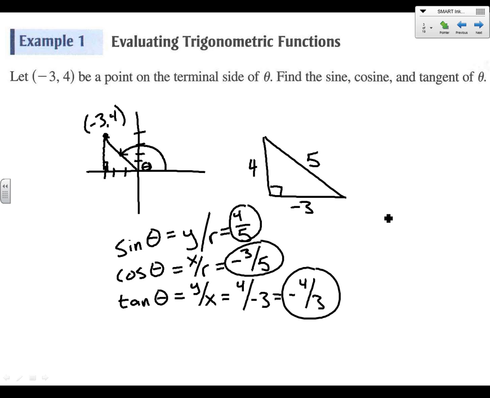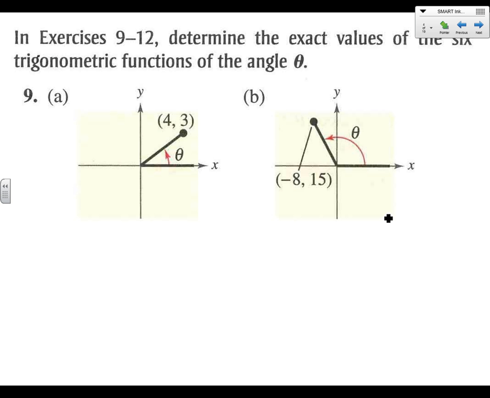So knowing that, let's see if you can do this on your own. See if you can do problem 9, A and B. Find all 6: sine, cosine, tangent, and cosecant, secant, and cotangent. All right, on A, I'm going to draw my triangle. Our y value is 3, our x is 4, which means our r value, the hypotenuse, is 5. All right, sine theta is opposite y over r, 3/5.